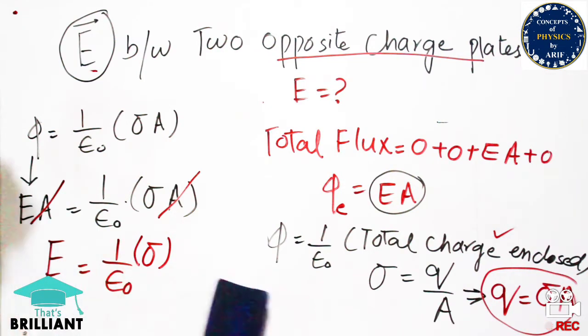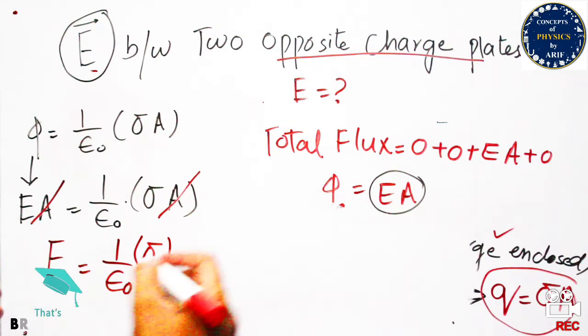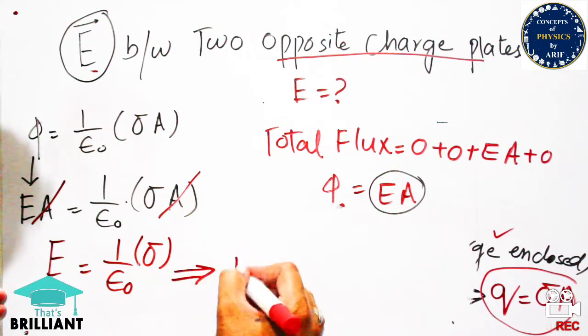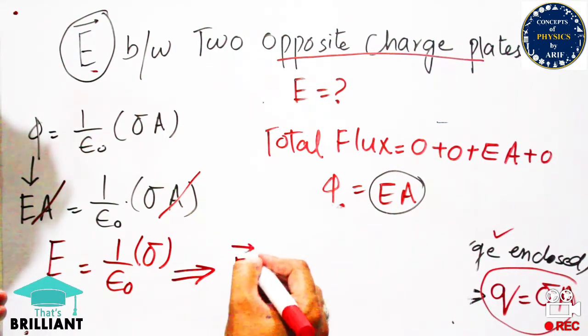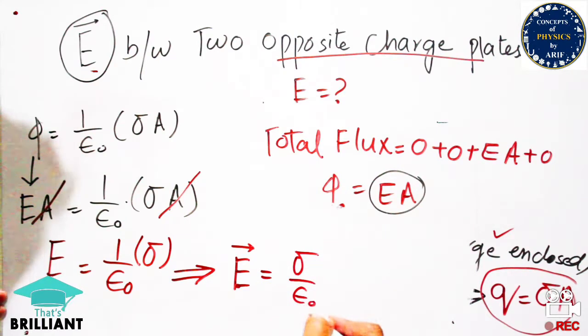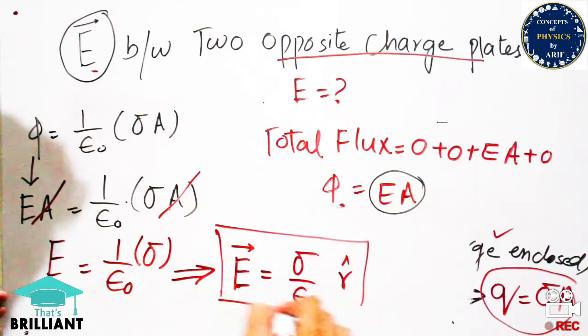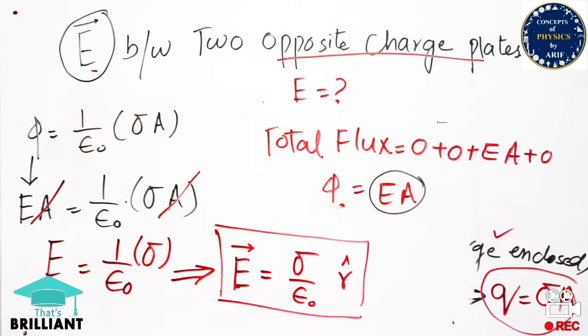So we know that electric field intensity, or electric field lines, is a vector quantity which has direction. The direction is sometimes outward or sometimes inward. We need to denote it in the form of a vector equation. So E, electric field intensity, is equal to sigma over epsilon naught times R unit vector. This unit vector denotes the direction of electric field lines.